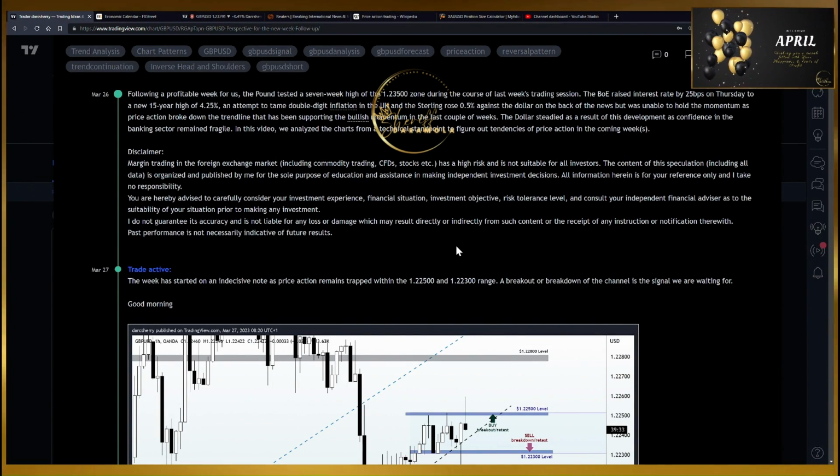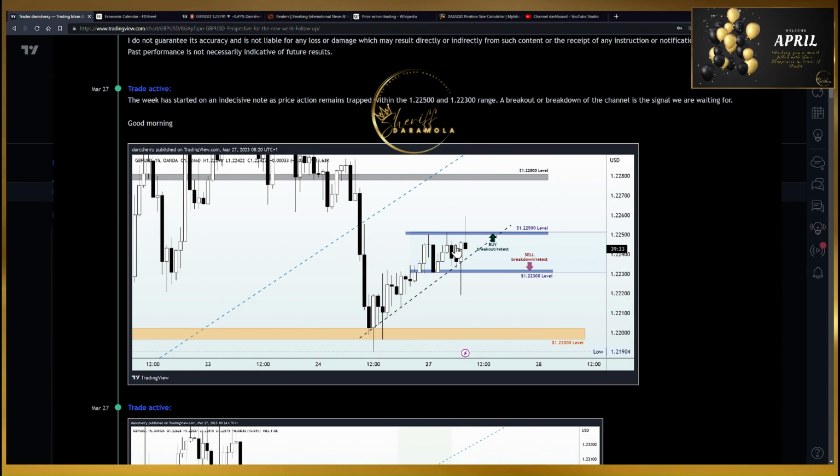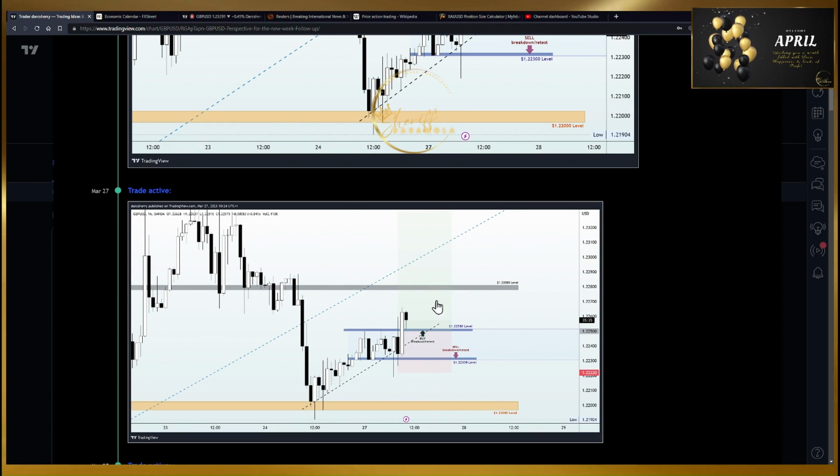Talking about last week, we saw how the week started with a consolidation phase here, where price was trapped within the range of the 1.22500 level and the 1.22300 area. And you all know what we look out for whenever we have this kind of simple setup. We want to either see a breakout or breakdown of the channel for a trading opportunity. That same day, we had the breakout of that resistance line at the 1.22500 level to trigger our first buy position for the week.